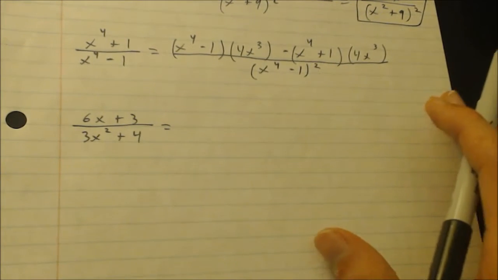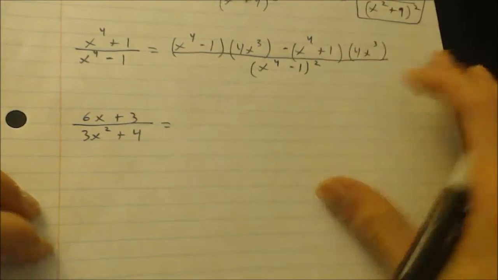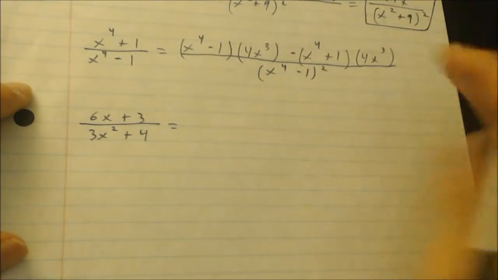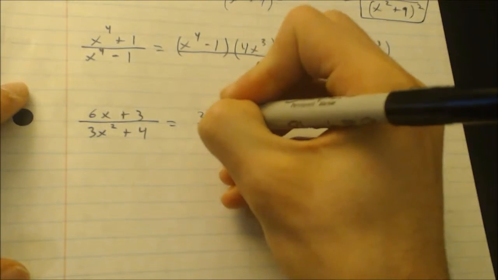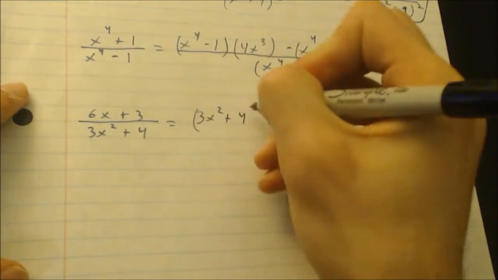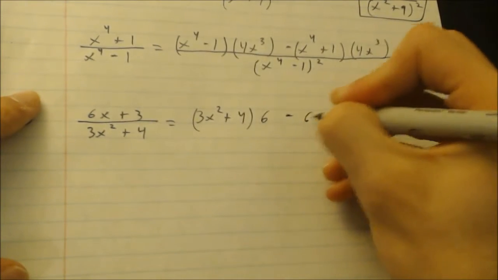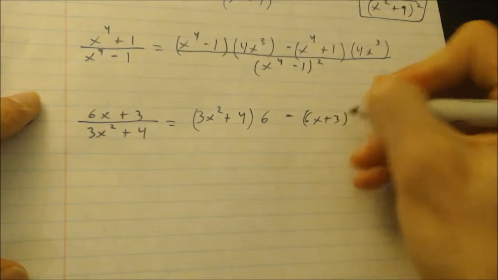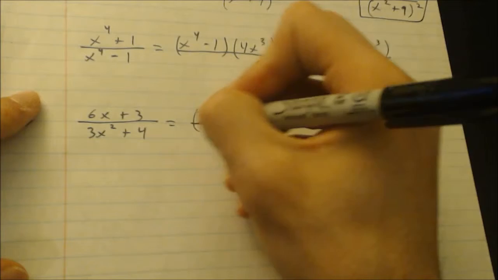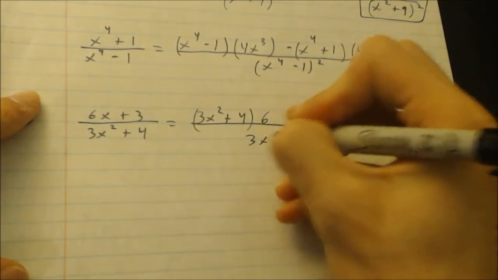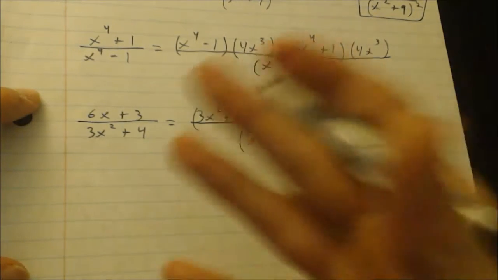Alright, now for the last and final problem, it's the same thing as well. There's no curveballs here. You have low, which would be 3x squared plus 4, times the derivative of the high, which would just be 6, minus high, 6x plus 3, times the derivative of the low, which would just be 6x. Square off the bottom, 3x squared plus 4, and off you go. It's that simple. You can do it almost instantly.